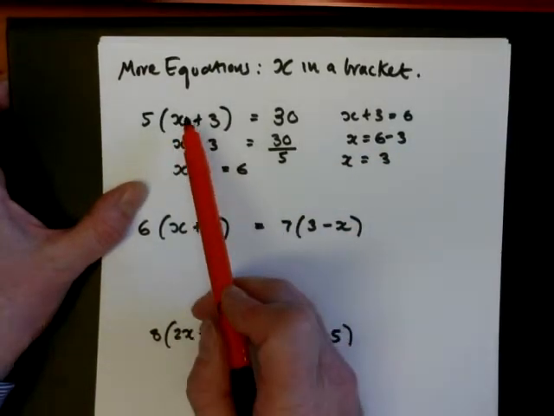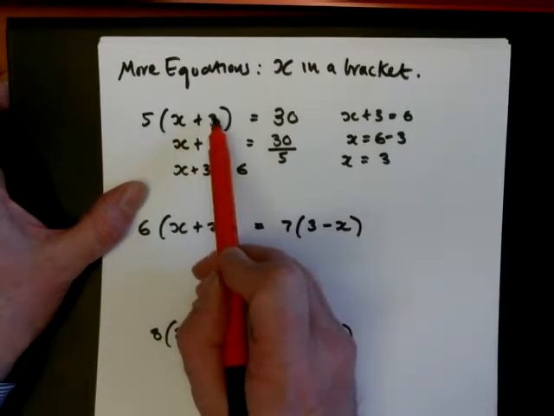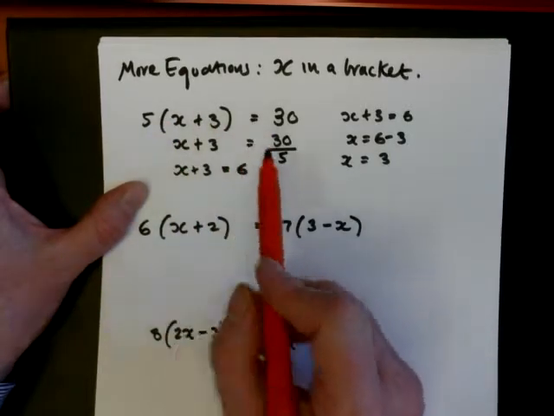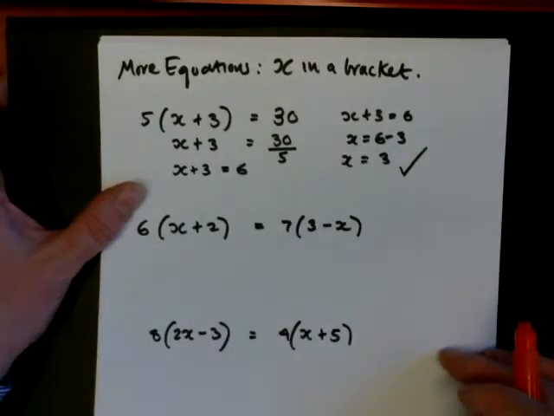Do put it back in and check. You can always do this in an exam. You could easily make a mistake. So 3 and 3 is 6. 6 5s are 30. So it's correct.